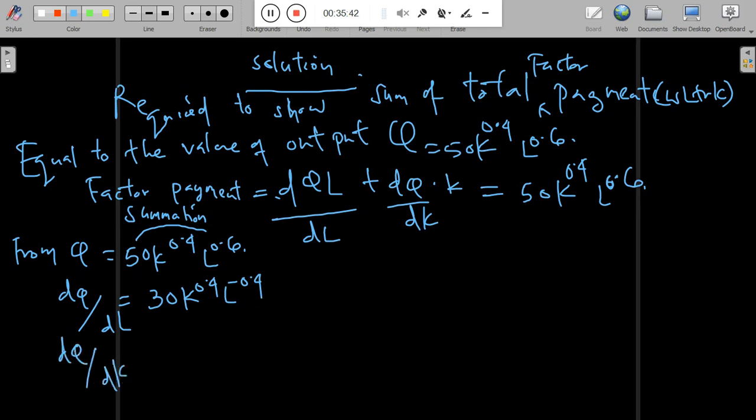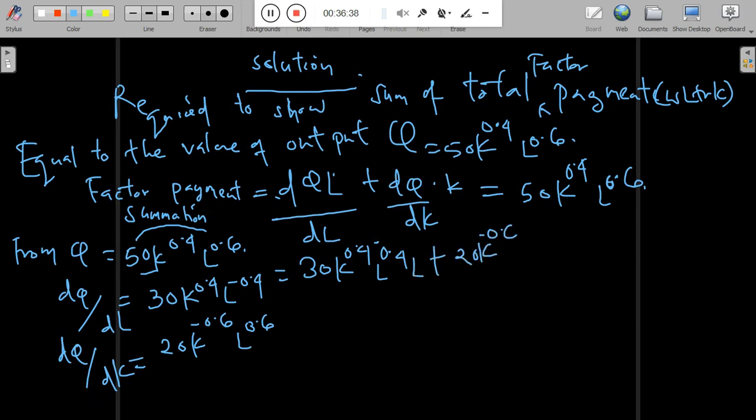Now let's find DQ over DK times K. That is the other factor payment. That will be equal to 20K raised to the power of negative 0.6 and L raised to the power of 0.6. So when you take out this value, when you take 30K times L raised to the power of 0.4, you need to multiply with L, plus 20K raised to the power of 0.6 times K, that is equal to 50K raised to the power of 0.4 times L raised to the power of 0.6.